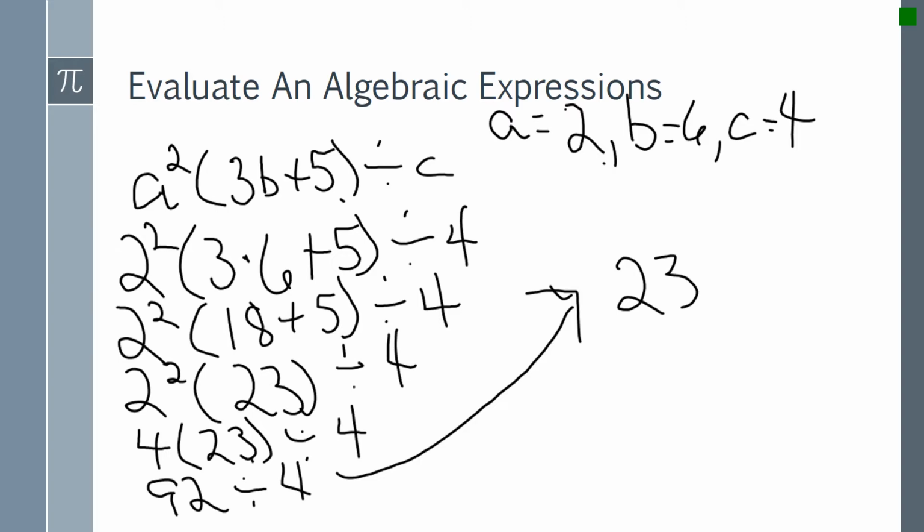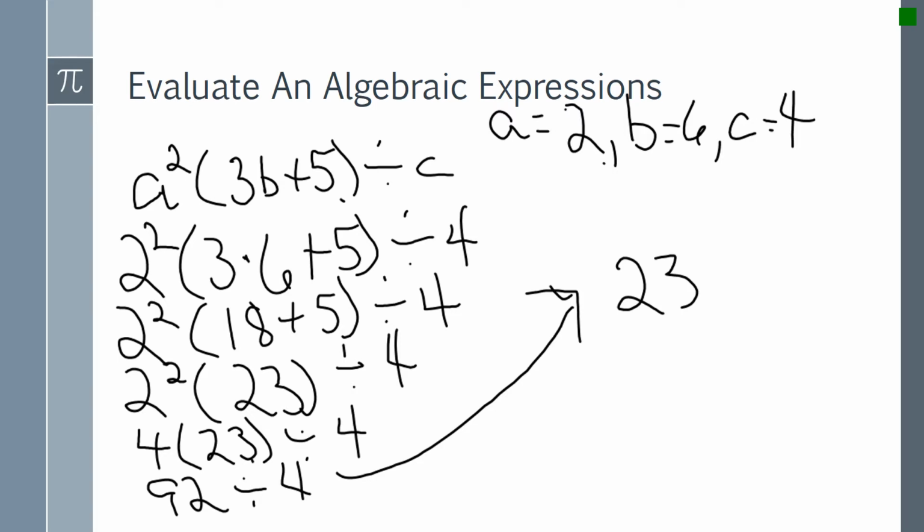And so we've got an algebraic expression here of a squared, parentheses, 3b plus 5 divided by c. And we've been given some values that a is equal to 2 and that b is equal to 6 and c is equal to 4. And so we're first just going to replace all the values for a, b, and c that we have here.